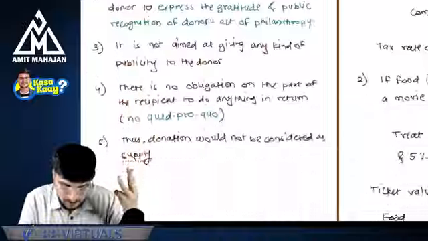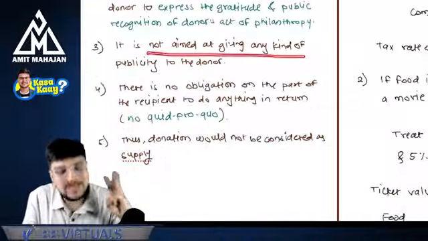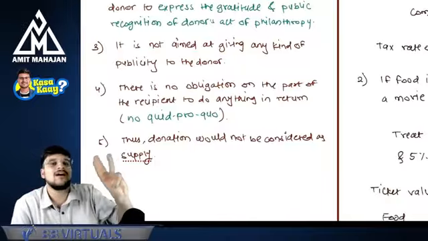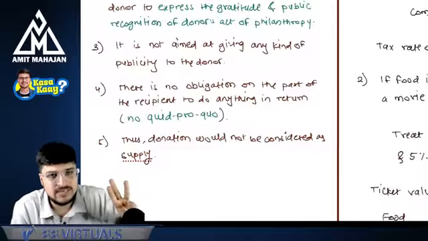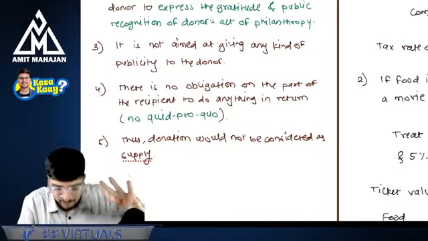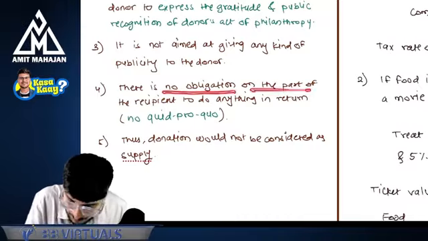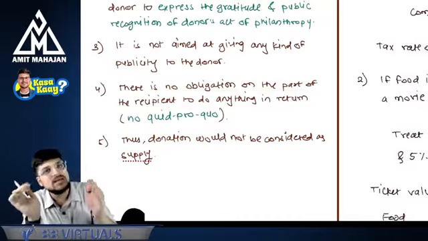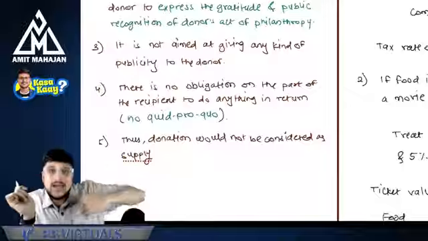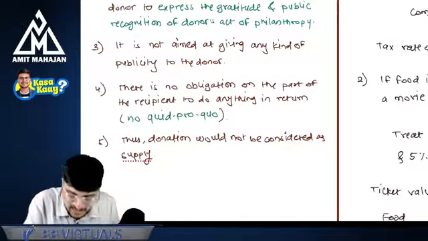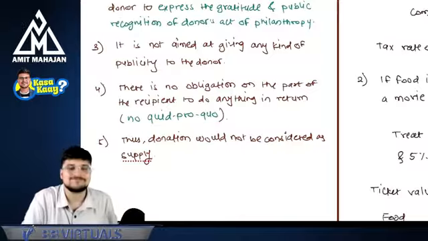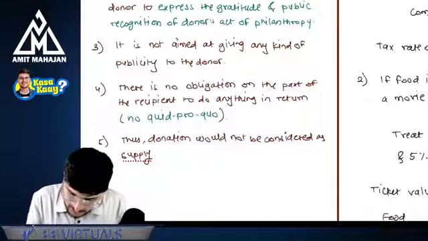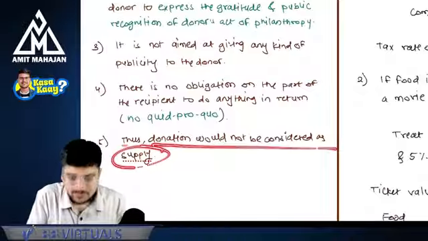Number two. Number three, it is not aimed at giving any kind of publicity. So whatever they're doing in point two, it is not aimed at giving any kind of publicity. Number three. Number four, there is no obligation on the part of the recipient to do anything in return. There was no obligation on the temple to write my name on the name board, which means there was no quid pro quo, right? And thus the donation would not be considered as supply.